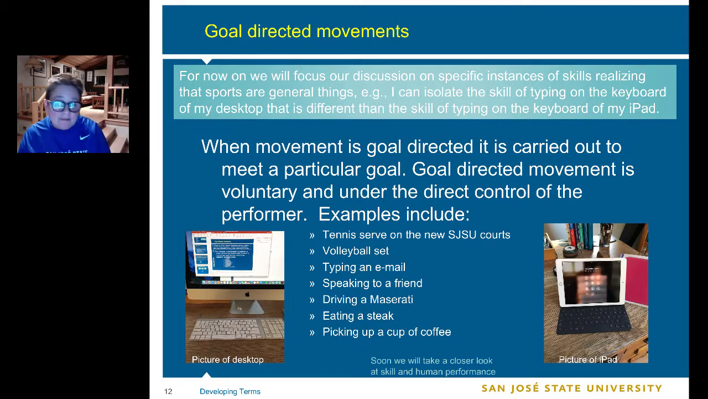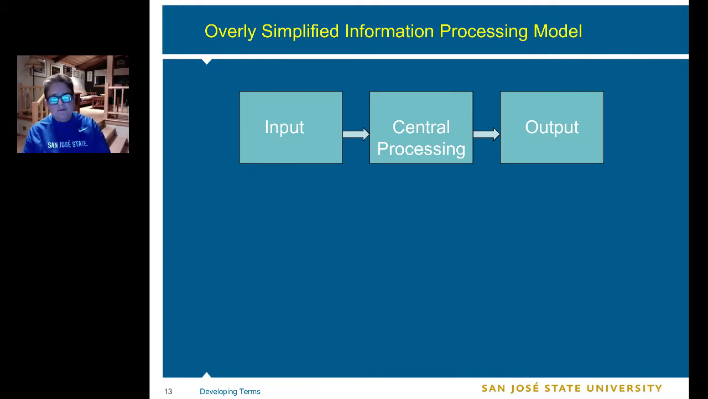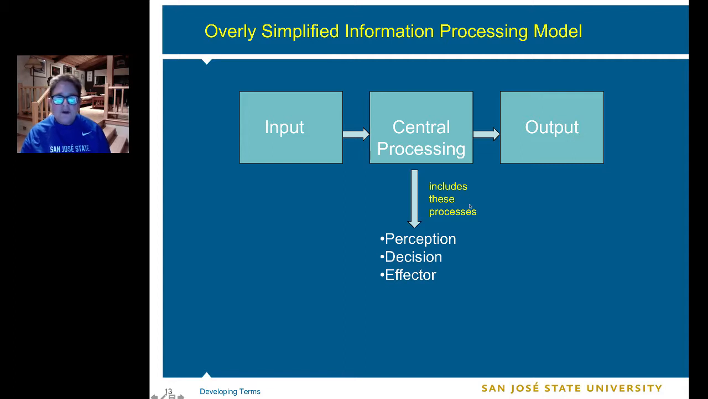Soon we're going to take a closer look at skill and human performance. But before we begin to do that, I want to take 1 minute to present to you an overly simplified information processing model. You can see here that there are 3 stages in this model, very simple. You have input as a stage, you have what I'm calling here central processing, and then you have output. Notice that central processing includes perception, decision, and effector. Over the next 14 weeks or so, we're going to unpack perception, decision, and effector and understand memory and performance as a result of changes or manipulations that might occur with regard to these three stages of the central processing unit.